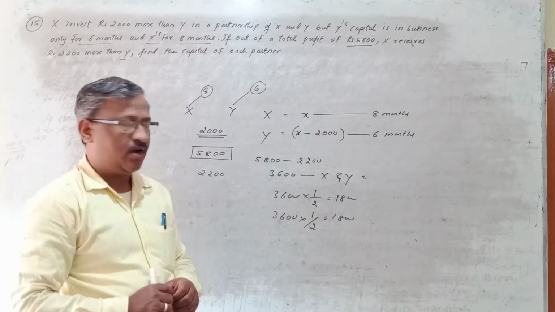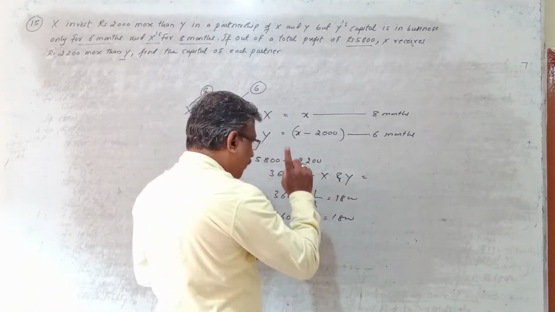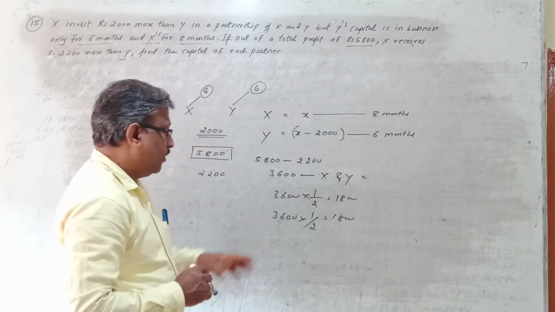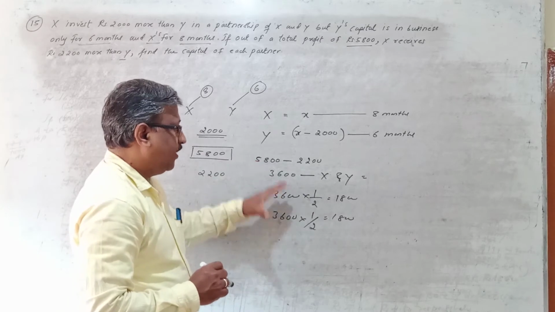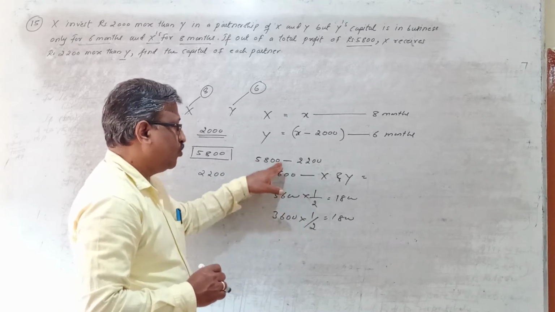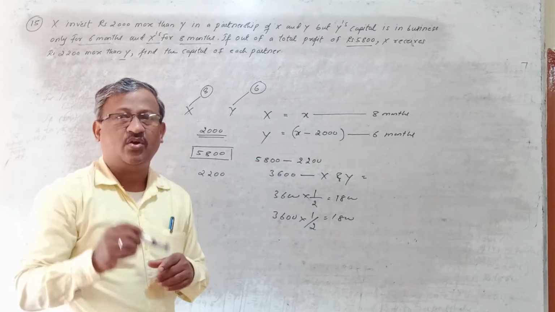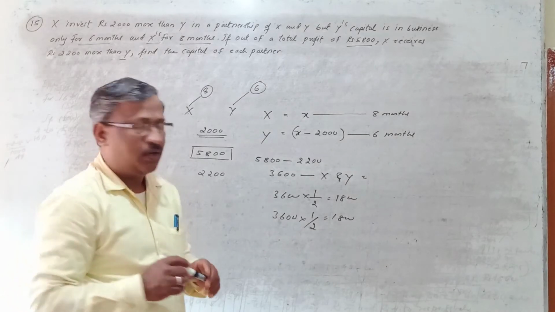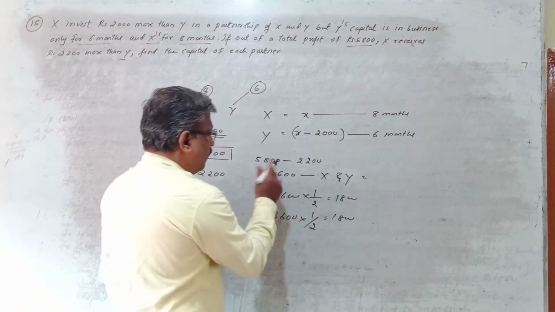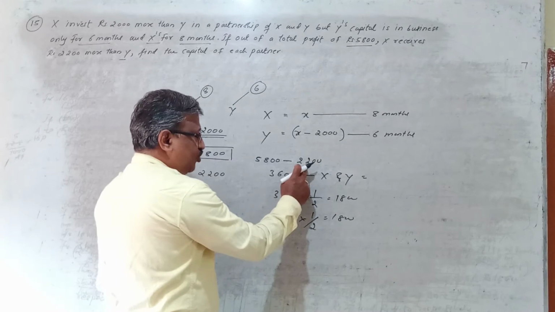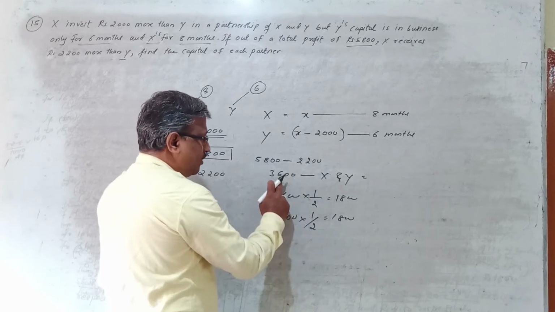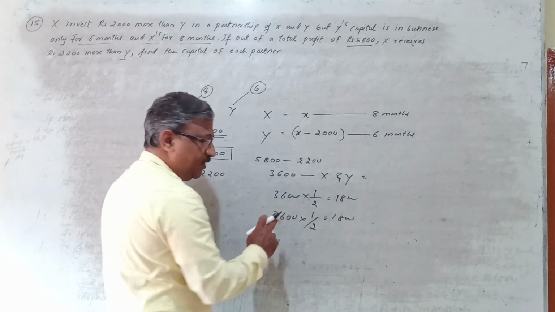So now what you have to do, you have to calculate. Means what we have to find here, if X is getting 2,200 more than Y, then what should be the share of X and Y? Clear? So for that, what I have done, from total profit I have deducted the excess share received by X. Whatever has remained, that we have distributed equally between X and Y.